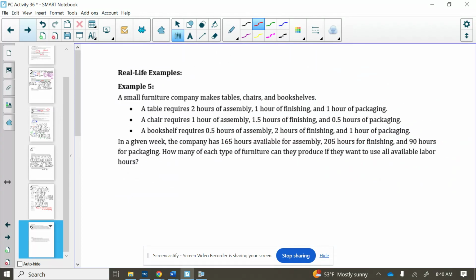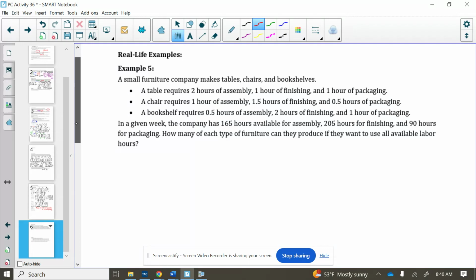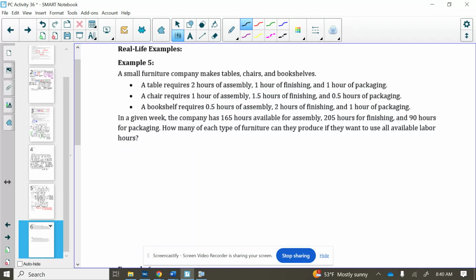Now we can also use the system of equations and solving with the matrix equation to again help us when we have these bigger systems, especially more than even 2 variables. So this time we have a small furniture company making tables, chairs, and bookshelves. So I'm going to call this T, C, and B for tables, chairs, and bookshelves. And we are trying to maximize our efficiency.